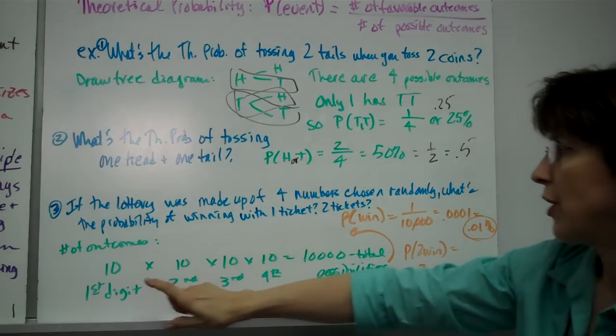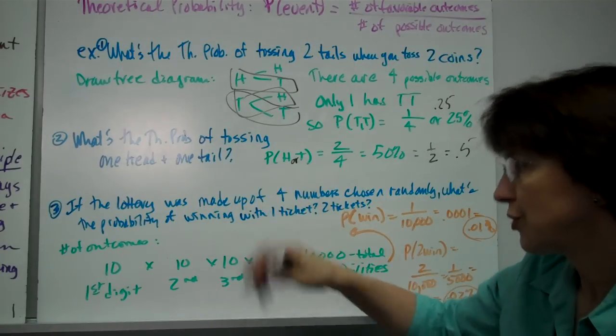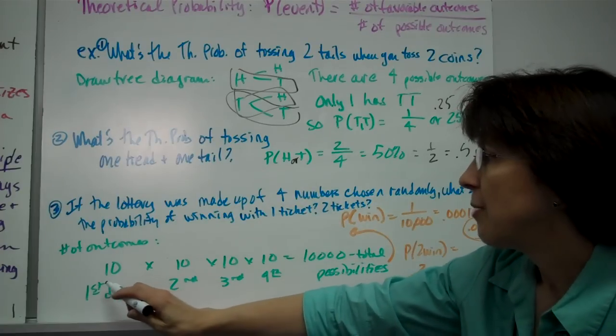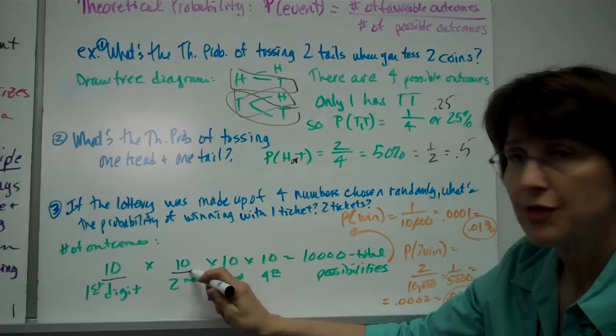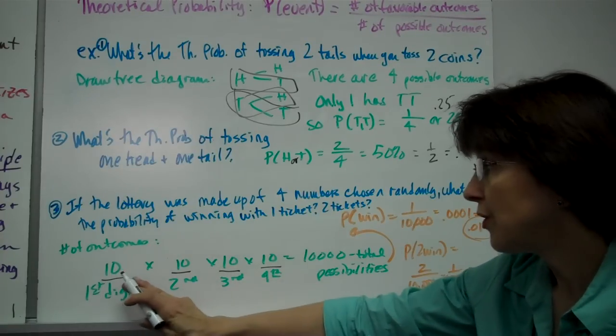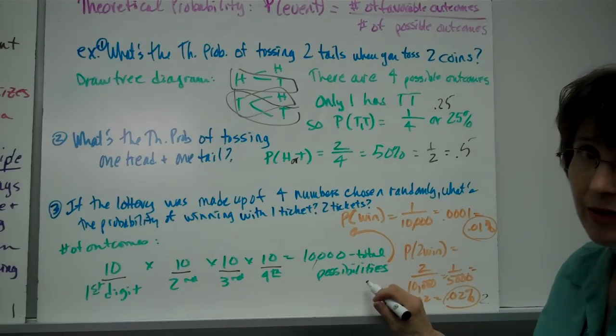Well, there's the number of outcomes. We're going to use the counting principle this time because I don't want to list 0, 1, 2, 3, 4, 5 and all those and match them all up. That would take forever. I know for the first digit there are 10 choices, for the second there are 10 digits, and 10 for the third and 10 for the fourth. So I multiply all those together, which gives me 10,000 total possibilities.